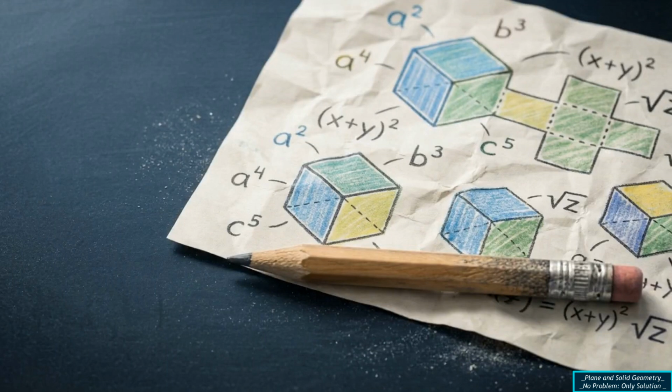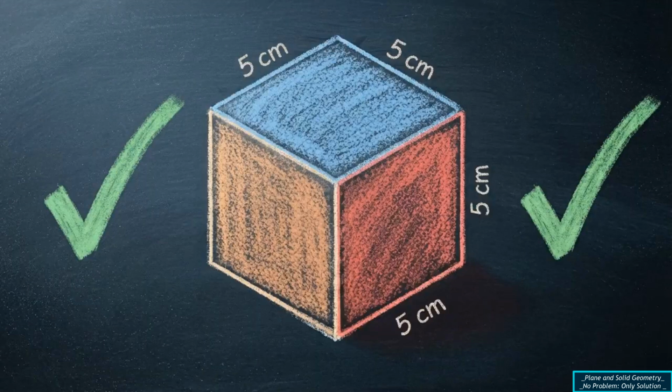Take a look at your scratch paper. You have just derived 3 distinct data points from a single starting measurement. This confirms our work. From a 5 centimeter edge, we calculated a surface area of 150 centimeters squared and a volume of 125 centimeters cubed.